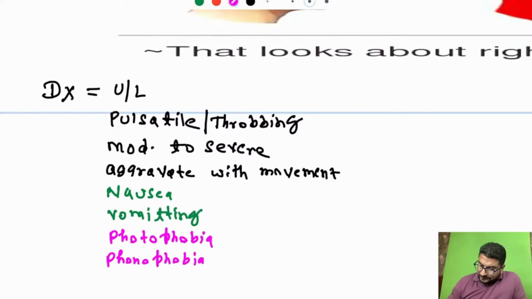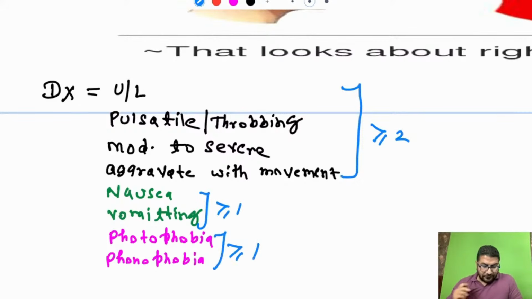So understand this thing, इसको समझो ध्यान से. So how we make a diagnosis, आपको diagnose कैसे बनाना है? You need any two features from this list, any one from this, any one from this. So this is how we make a diagnosis of migraine. 2-1-1.